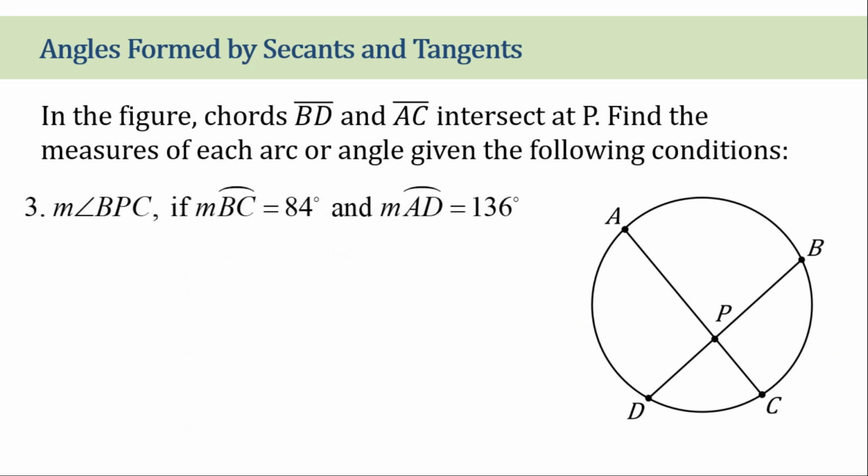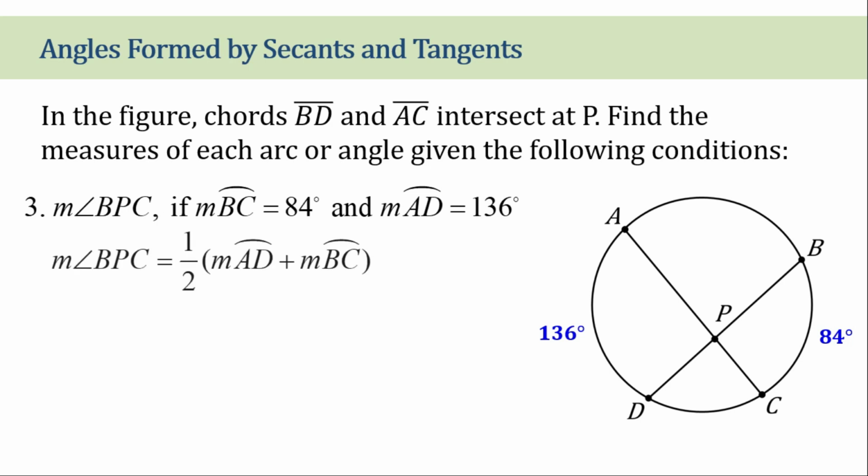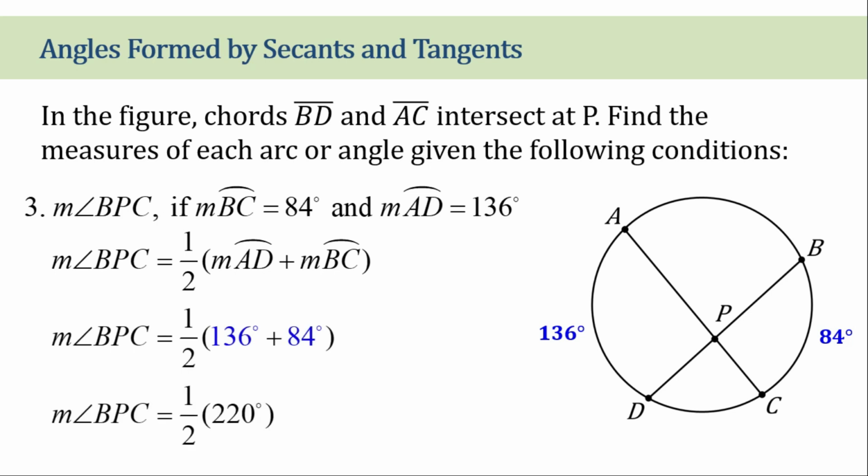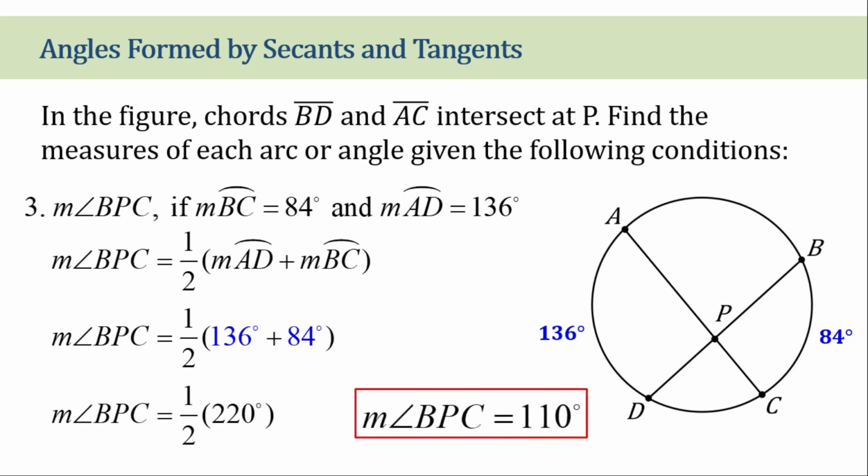For number 3, let's find the measure of angle BPC. Arc BC is 84 and arc AD is 136. Again, to find the measure of angle BPC, we need to get 1/2 of the sum of arc AD and arc BC. So that is 136 plus 84, that is 220. 1/2 of 220 is 110. That is the measure of angle BPC.